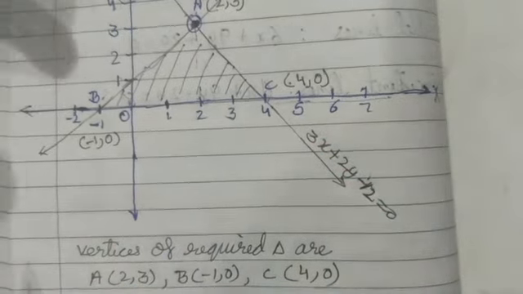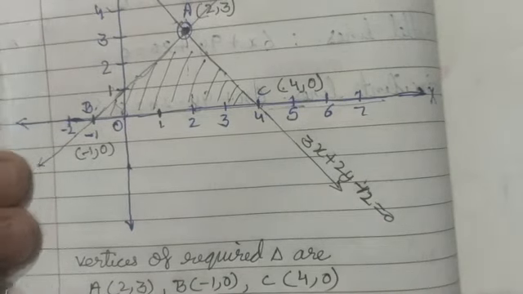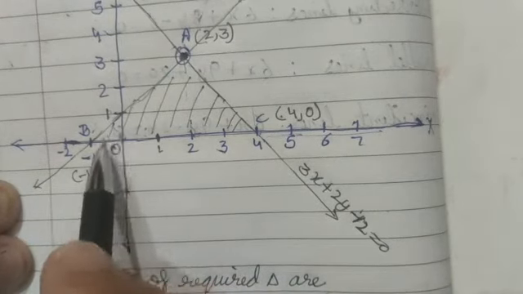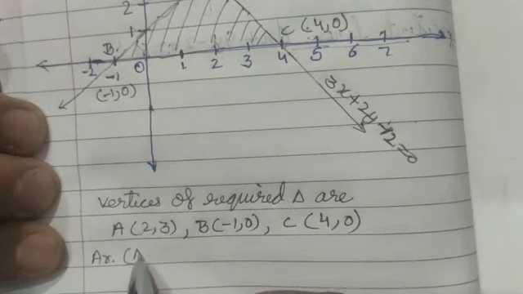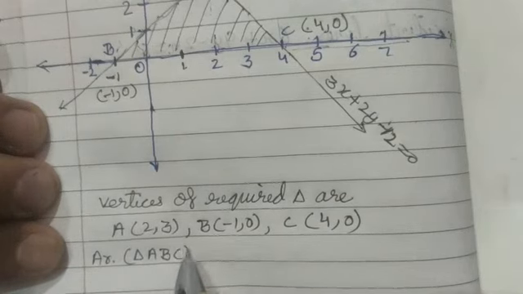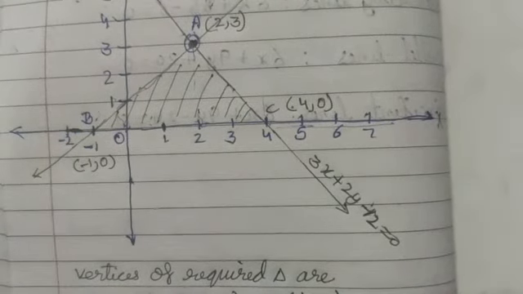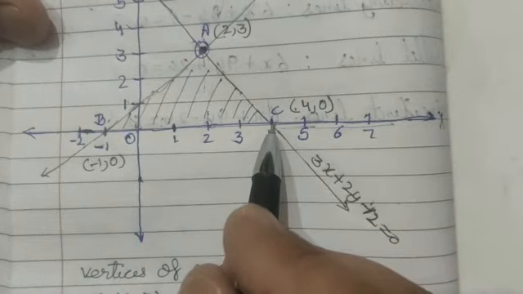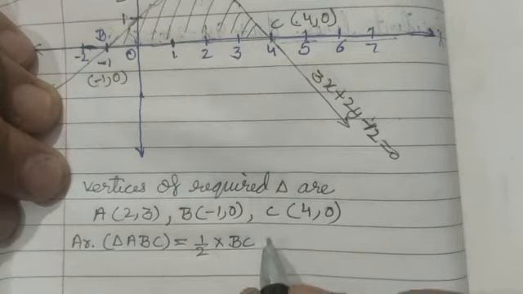Now one thing more, in examination sometimes it is also asked to find the area of the triangle. Now what will be the area of this triangle ABC? As you know, the formula for area of triangle is half into base into height. Now here if we take BC as base, half into BC into height.